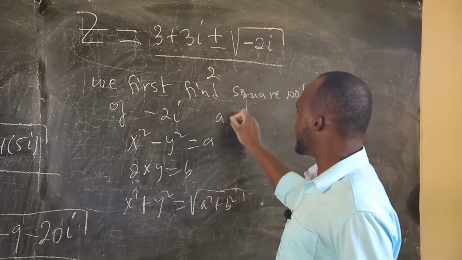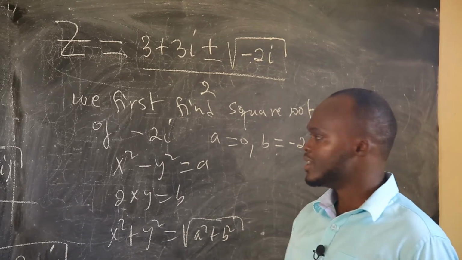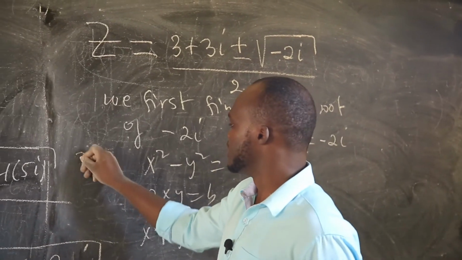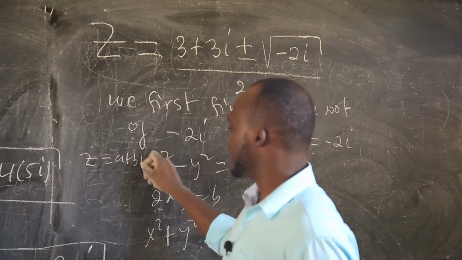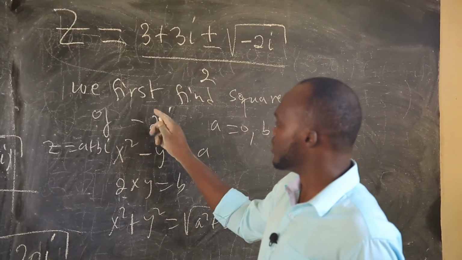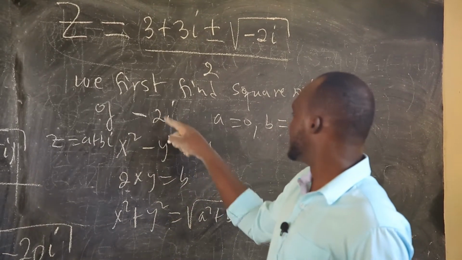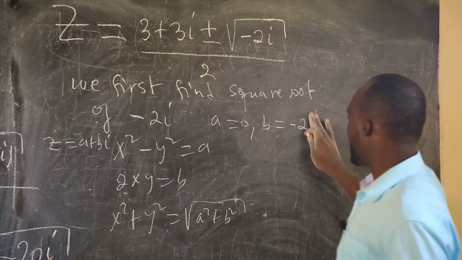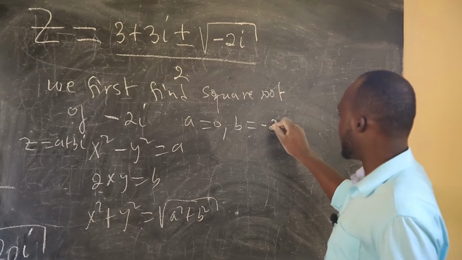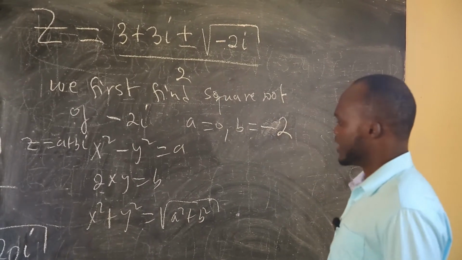So our a is 0, our b is negative 2i. Remember, our z must be equal to a plus bi. And as you can see, z is negative 2i, meaning that the real part is 0. Imaginary part is negative 2. So our b is equal to negative 2, not negative 2i. Our b will be negative 2.